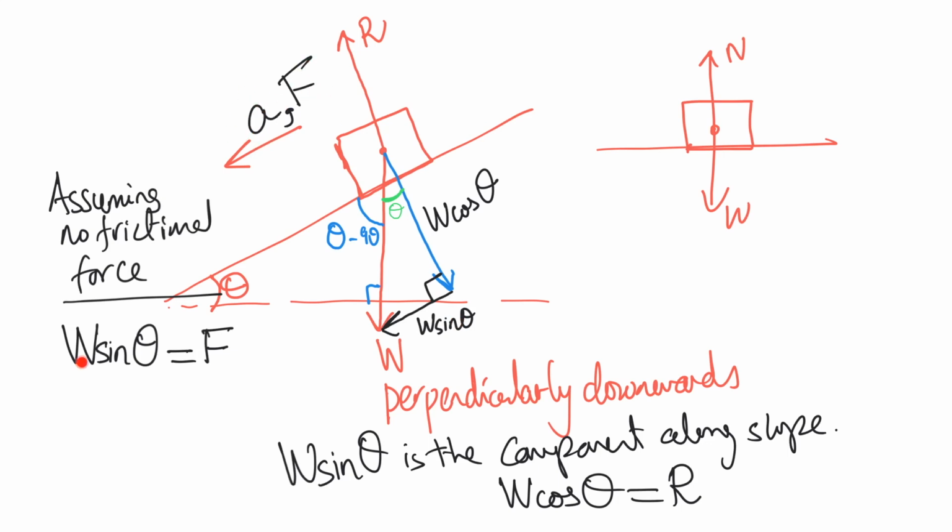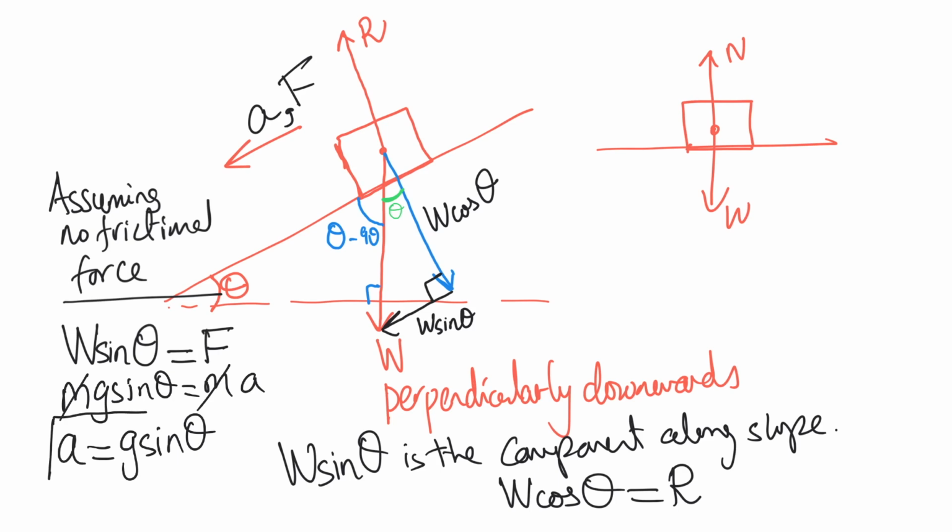So W sin theta should be equal to the force, and then you can say mg sin theta is equal to ma. M and M will get cancelled. So the acceleration, if they ever ask you for the expression, is equal to g sin theta. And for Earth, you all know that the value of g is 9.81 meters per second square.